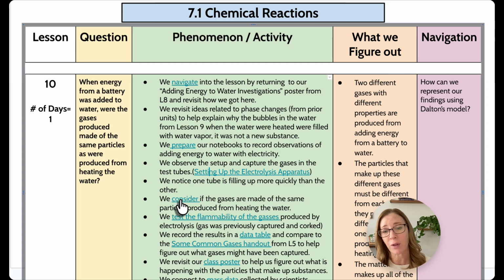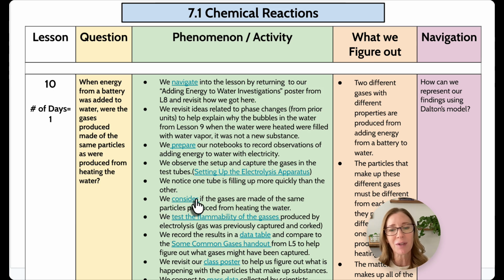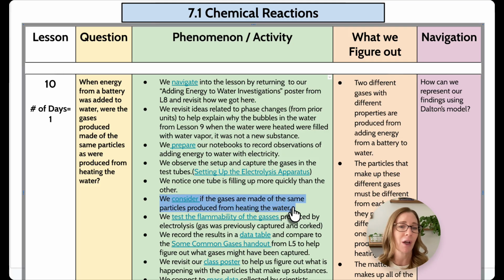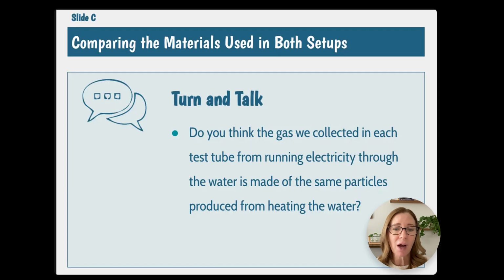We notice one tube is filling up more quickly than the other. Students may realize, because a lot of them know water is H2O, that the hydrogen is filling up faster than the oxygen. Don't tell them this if they don't bring it up, but a lot of students in 7th grade will know the formula H2O. And so there's going to be double the hydrogen than there is the oxygen. And we consider if these gases are made of the same particles produced from heating water. So don't give it away too early. We're going to do some considering. Here is the slide to help you. They're going to turn and talk about, do you think that the test tubes have the same type of gas? How can we figure that out?